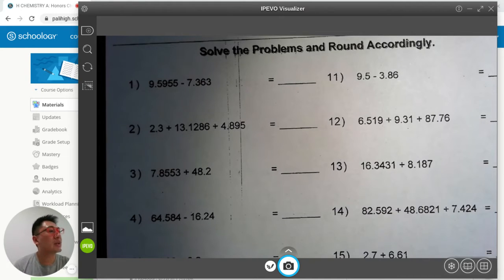Why don't I go over the answers for the addition subtraction side first? Actually, no, before we go over that, I want to know what answers you have for this addition and subtraction side. So right now, the video will stop at points and ask you questions.